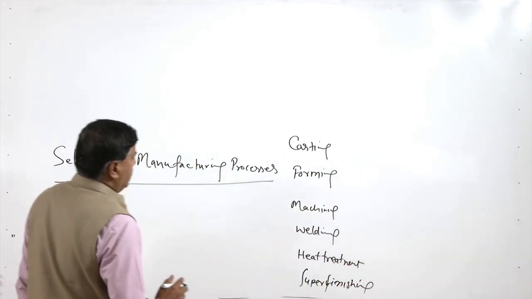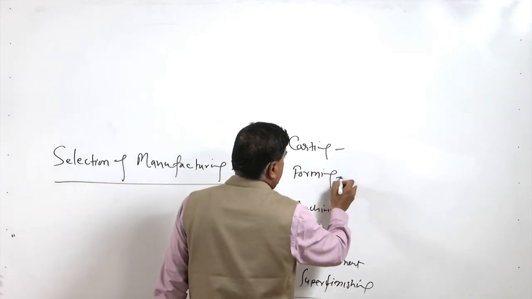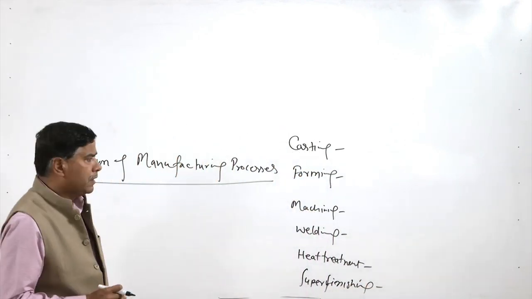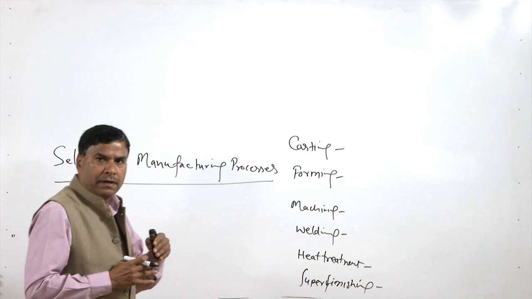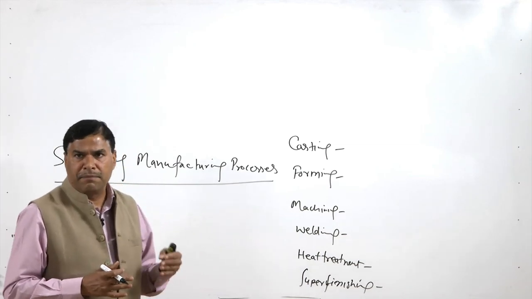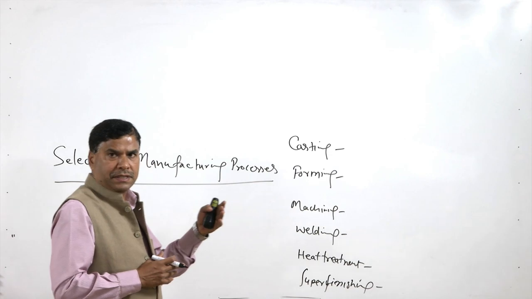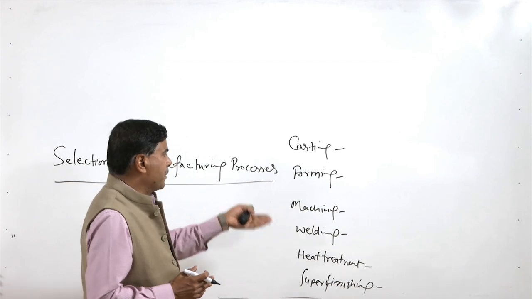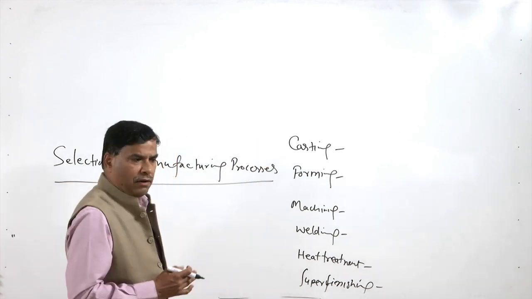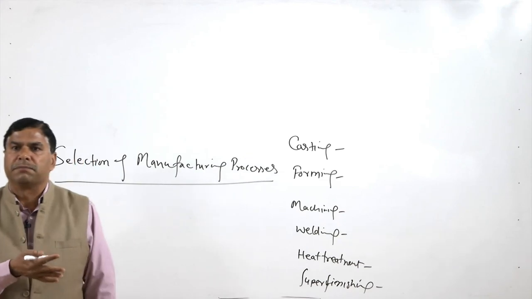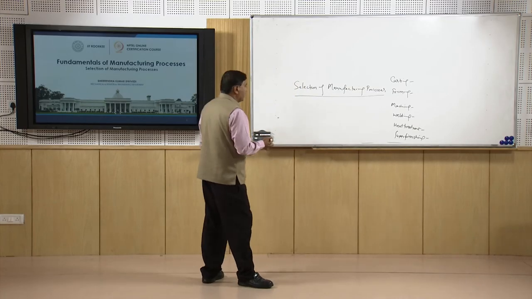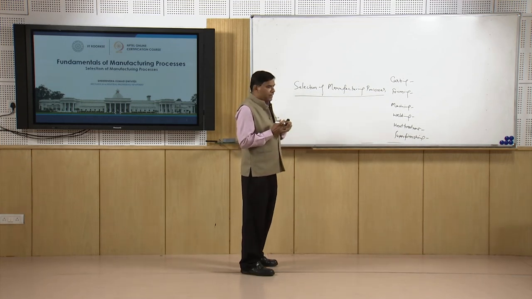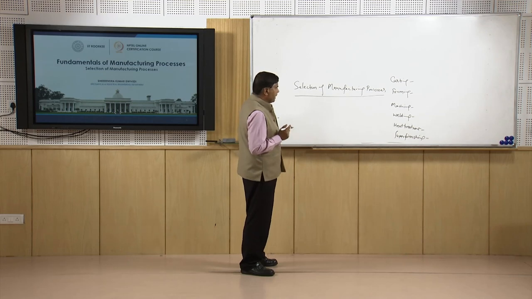Since each process works on a different approach for achieving the desired size and shape, therefore, the mechanical, physical and chemical properties of the material to be processed significantly affect the success of the processing by a particular process, or the productivity associated with the particular process for achieving the desired size and shape. So, what are the factors that we need to consider when a selection is to be made?